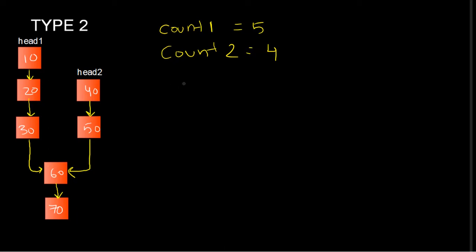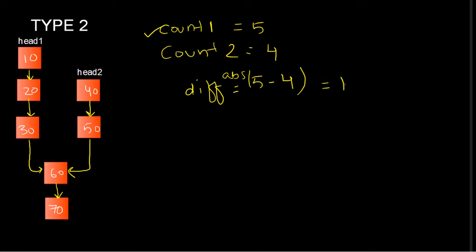Okay, we have both the counts. Now what we can do? Now we can check, and we also know which linked list is longer. Obviously count 1 is greater, so linked list 1 is longer. Now what we can do? We can find the difference. The difference is 5 minus 4, and this should be the absolute difference, so it is 1.